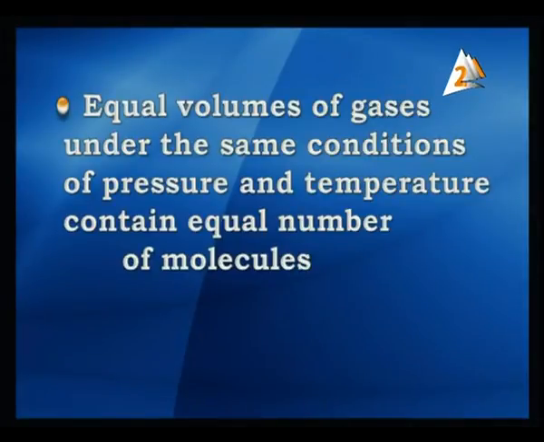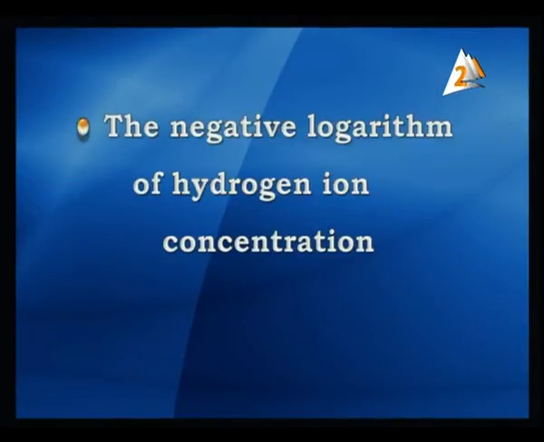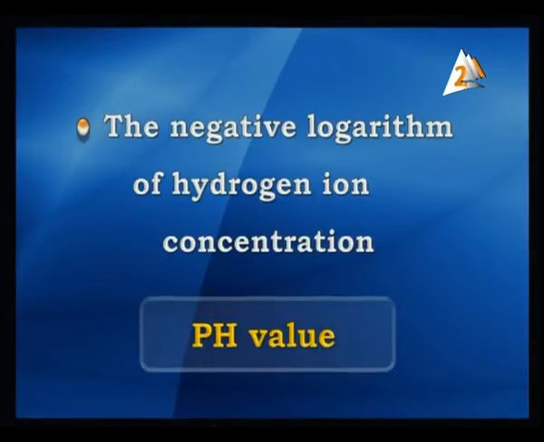Equal volumes of gases under the same conditions of pressure and temperature, remember, contain an equal number of molecules. What is the answer? It's good: Avogadro's law. Good question. Now, the negative logarithm of the hydrogen ion concentration. What does this mean? Sure, we can say pH value.